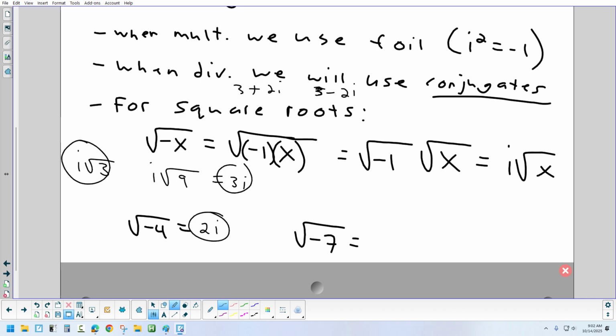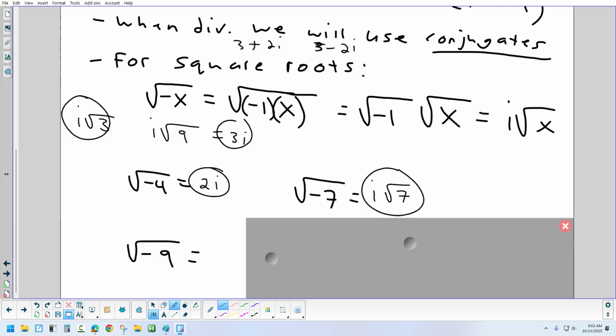How about the square root of -7? What's that one going to be? Yep. Would it be i root 7? I root 7. Yep. So that's how you do that one. Okay. How about the square root of -9? Yep. 3i. That would be 3i.